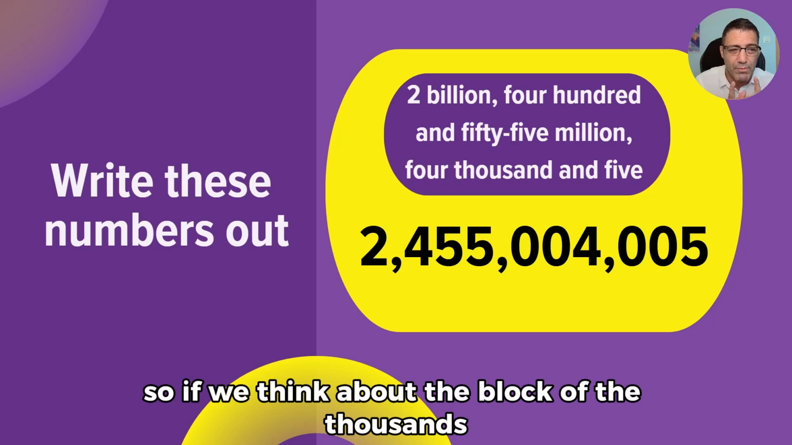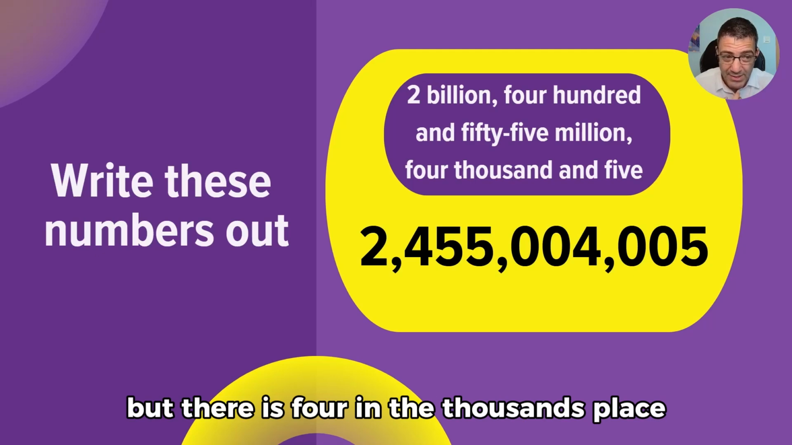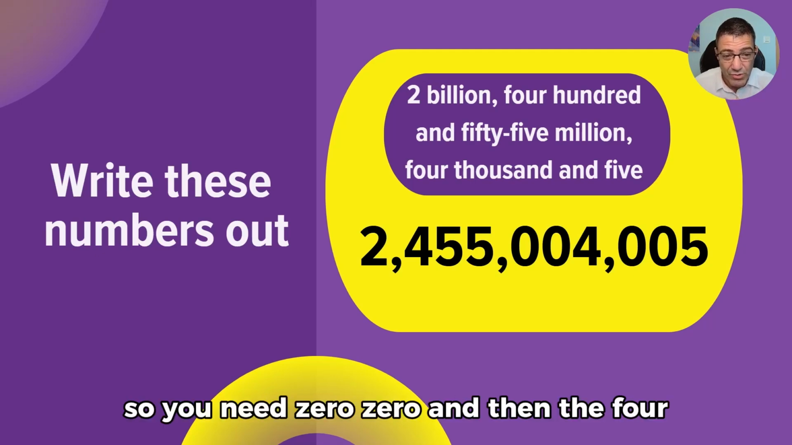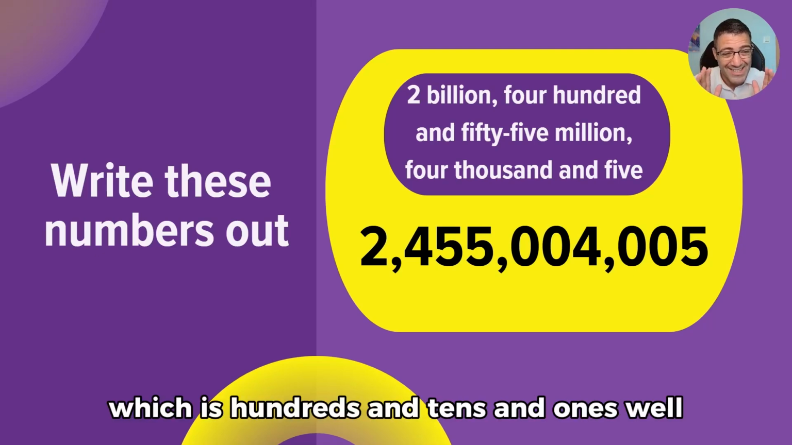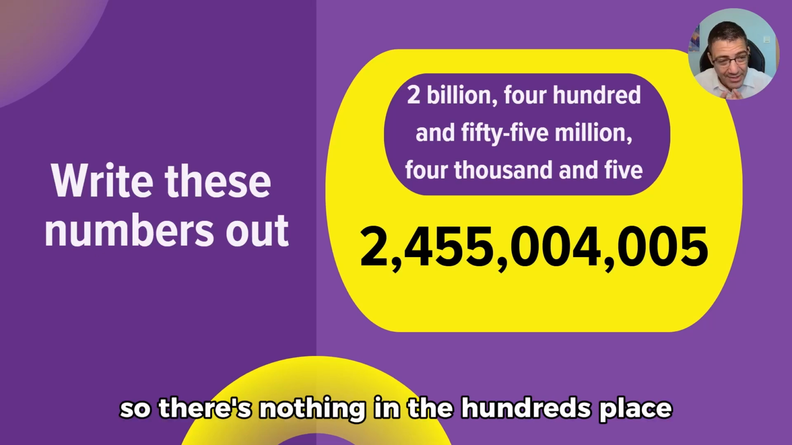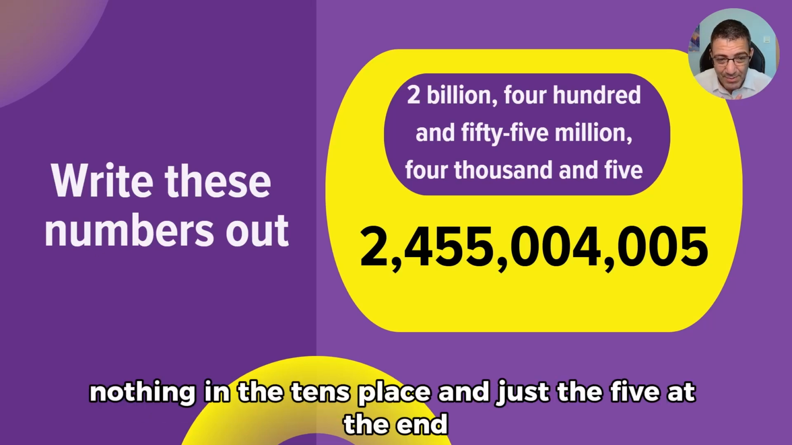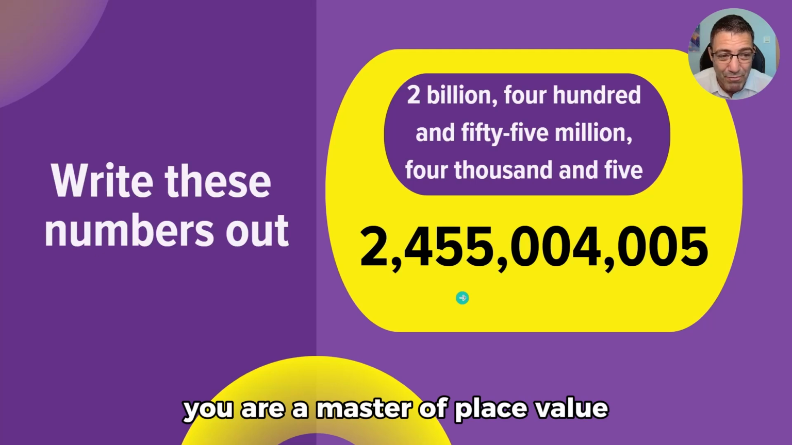4,005. So if we think about the block of the thousands, there's no 100,000, there's no 10,000, but there is 4 in the thousands place. So you need 0, 0, and then the 4. And then when we get to the last block, which is hundreds and tens and ones, well, there's only 5 in the ones. So there's nothing in the hundreds place, nothing in the tens place, and just a 5 at the end. So if you've managed to do this question properly, you are a master of place value.